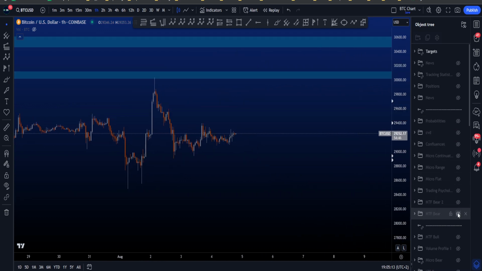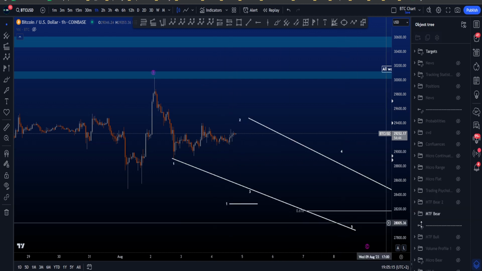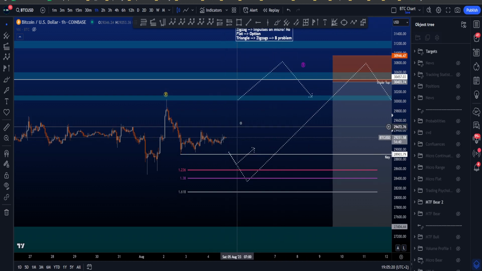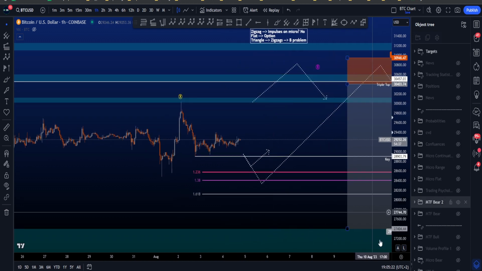But as it stands, the preferred scenario on the medium time frame, if I zoom into the medium time frame a little bit more, is not the impulsive scenario to the downside. It is actually more of the corrective structure, where we still expect more upside to come before a bearish move towards the downside.